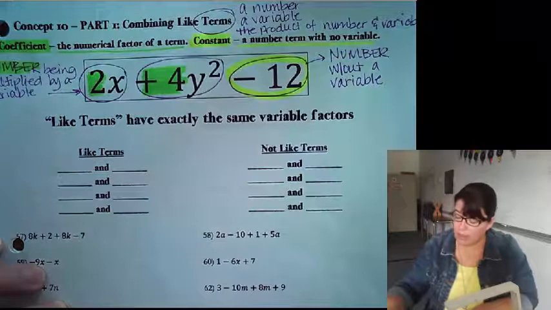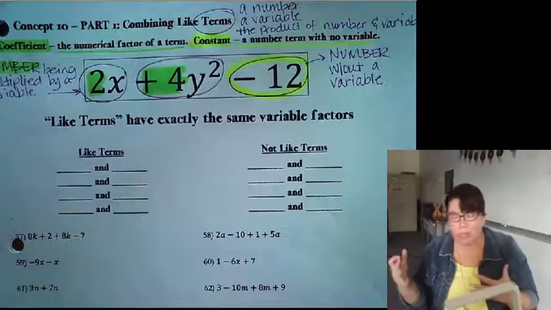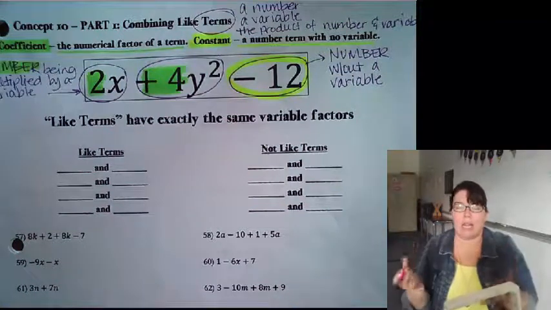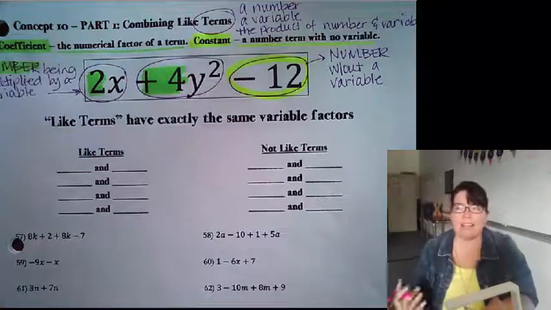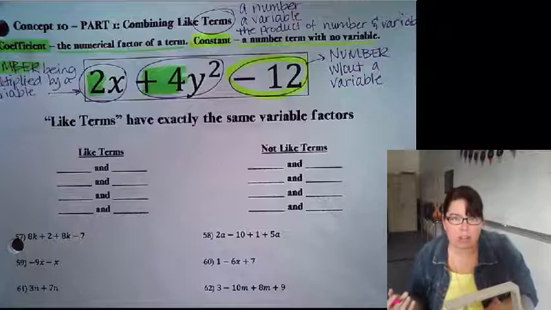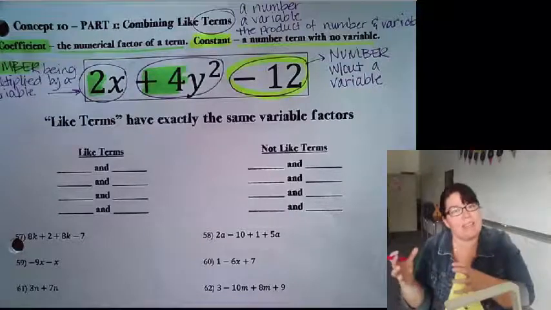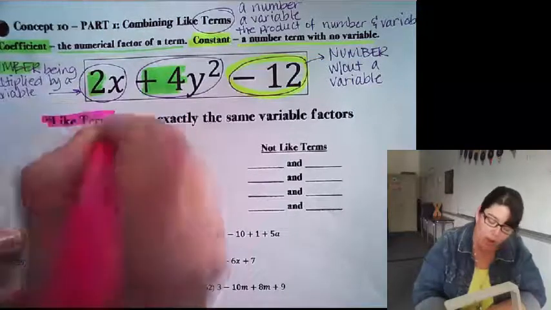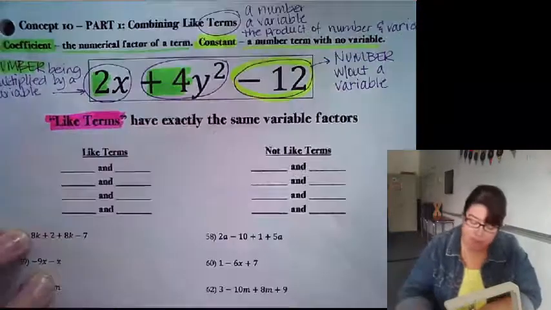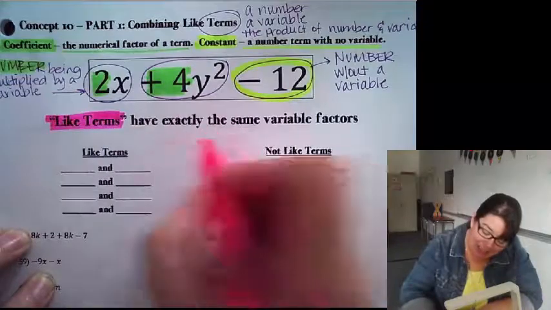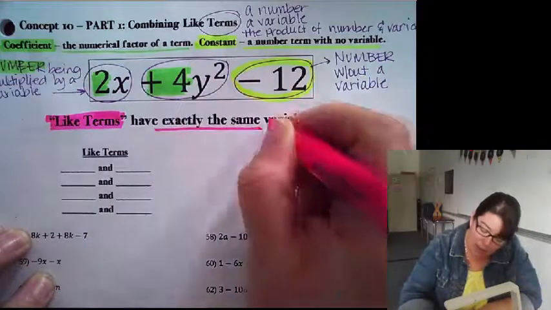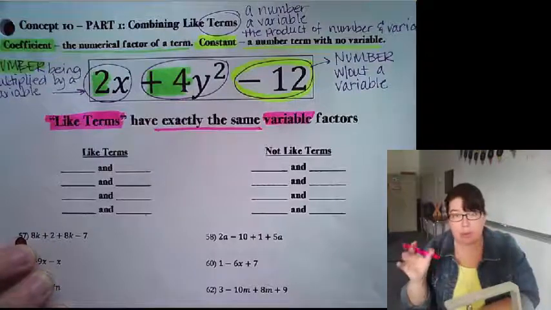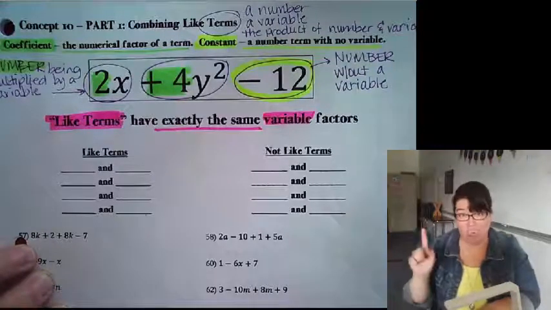So let's talk then about what, if these are terms, what are we talking about when we say that we're going to combine like terms? Well, it's kind of like categorizing or putting things together, grouping things together that are similar. So how do we know if two things are like terms? Well, like terms have exactly the same what? Exactly the same variable factors. So the variable part of the term is going to be exactly the same. That's how we group them, okay?